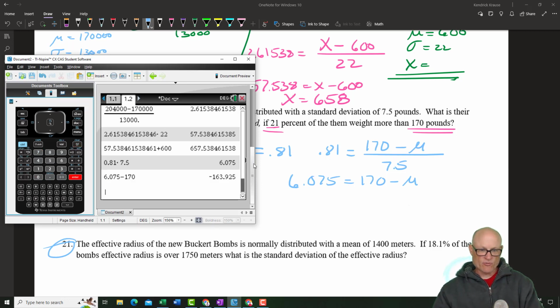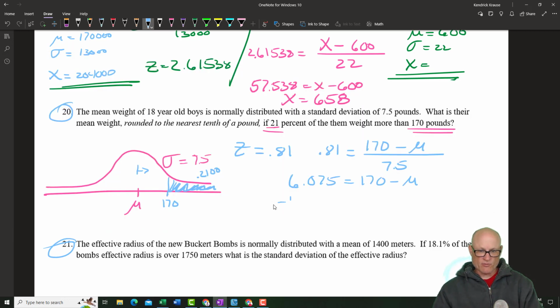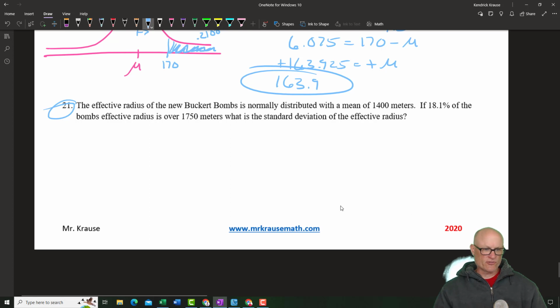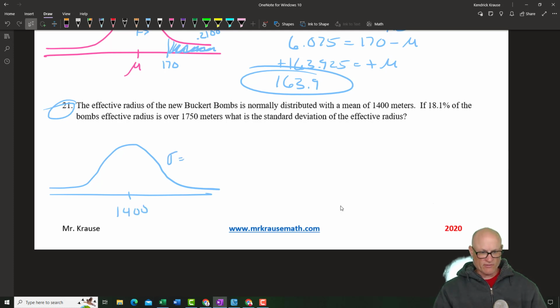And I get negative 163.925 equals negative mu. Don't need the negatives. And to the nearest tenth of a pound, 163.9 is the average. All right, this one I think we're going to look for the standard deviation. So same kind of a problem, same kind of an idea.